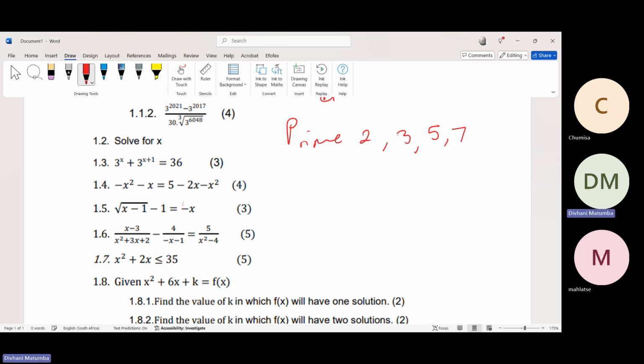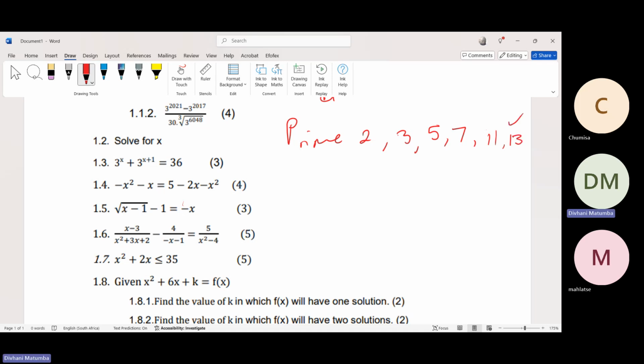Do you agree with 7? Yes, sir. What's the other one? 11. Mahlatsi, the last one? I think she said 13, and that's correct.